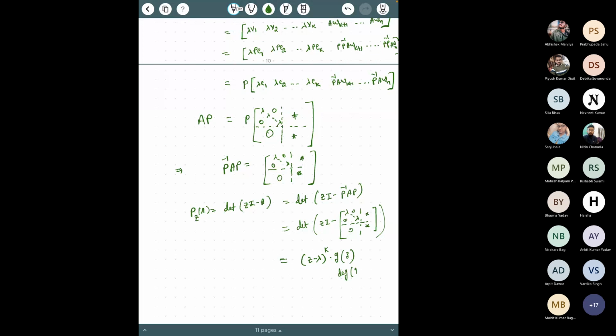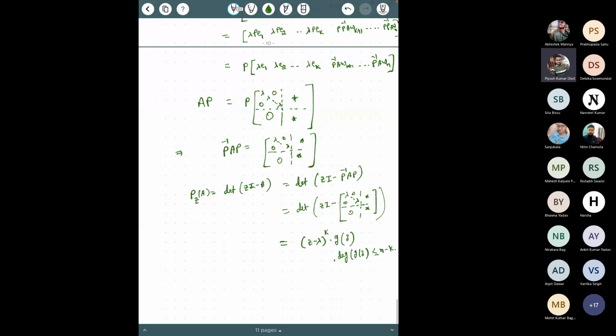Can you say from here that the algebraic multiplicity of lambda is at least k? Yes. From here you can say that the algebraic multiplicity of lambda is always greater than or equal to k, because the factor appears at least k times. Lambda may also appear as a root of g(z), but the algebraic multiplicity of lambda is at least k, and k is the geometric multiplicity. So algebraic multiplicity is always greater than or equal to geometric multiplicity.